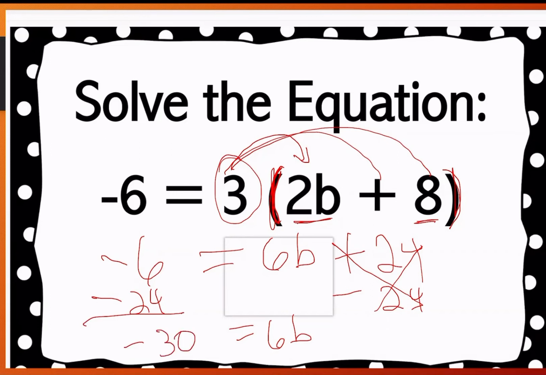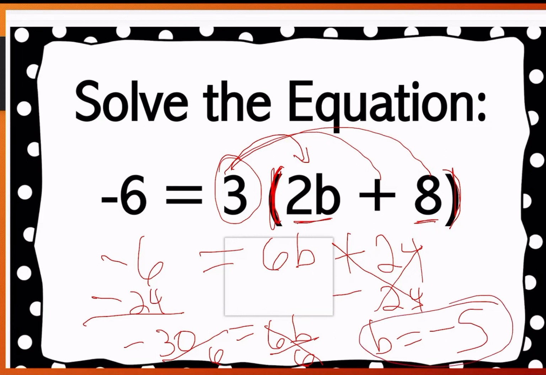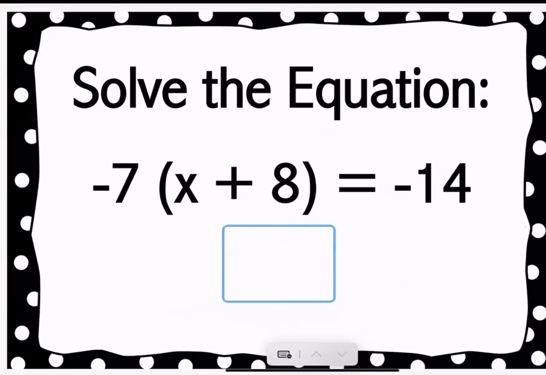Now, what's the opposite math of 6 times b? Division by 6. B equals, there's one negative, we got to keep it. 30 divided by 6 is 5. B equals -5 is the answer. So that's one. All right, here's another one.